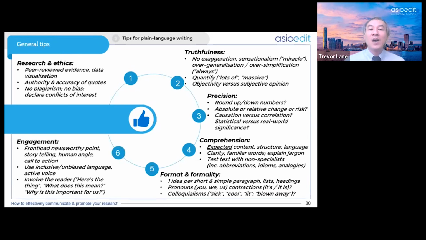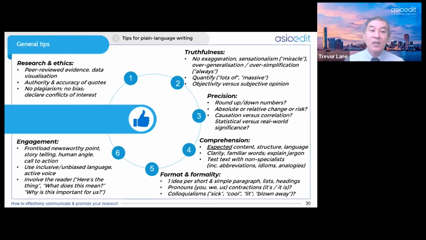And finally, for more engagement, put the front-loaded news first, and then tell a story. Think of the human angle, have a call to action at the end, and so it goes back out at the end, have implications and call to action.